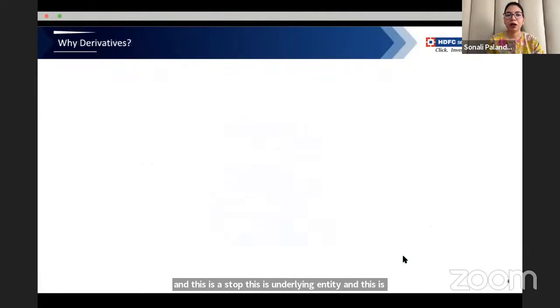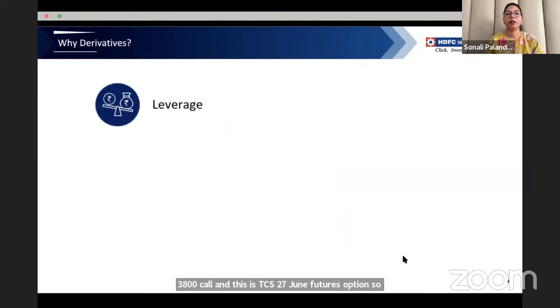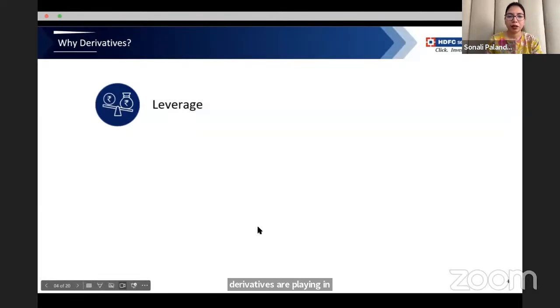Now, when we learn about something, we should also understand the purpose behind it, correct? So whenever we talk about derivatives, we should also understand how derivatives help the traders, or how derivatives play in the picture that is being discussed here. So the first point over here is leverage.